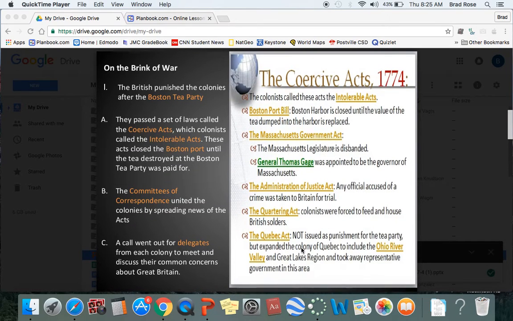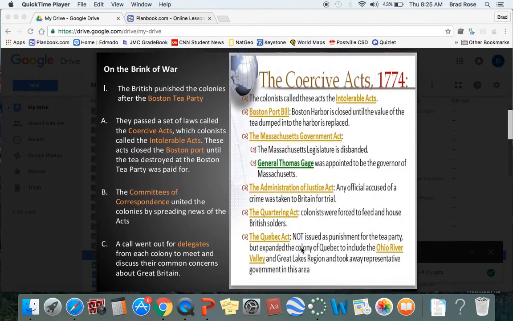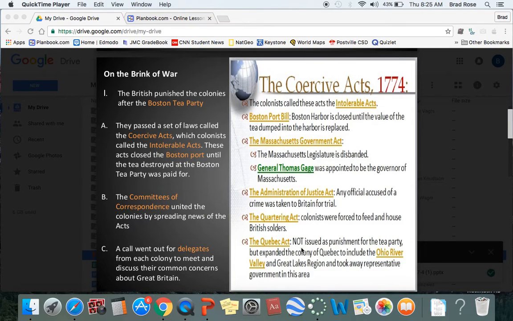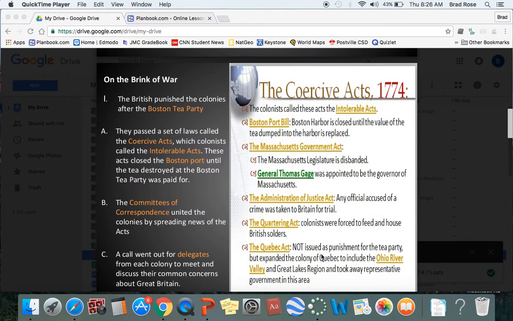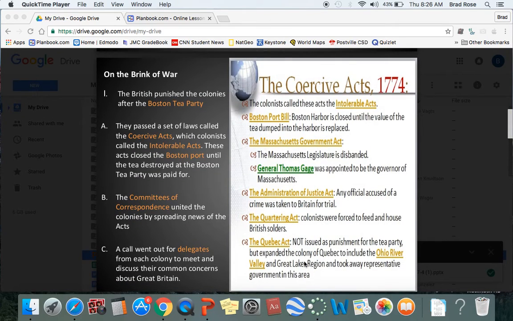And then also the Quebec Act was something that already had been going on, but it took away the option for a trial by jury. And if you committed a crime in the Ohio Valley region, you were going to be tried under the British court system, and there was not a trial by peers.